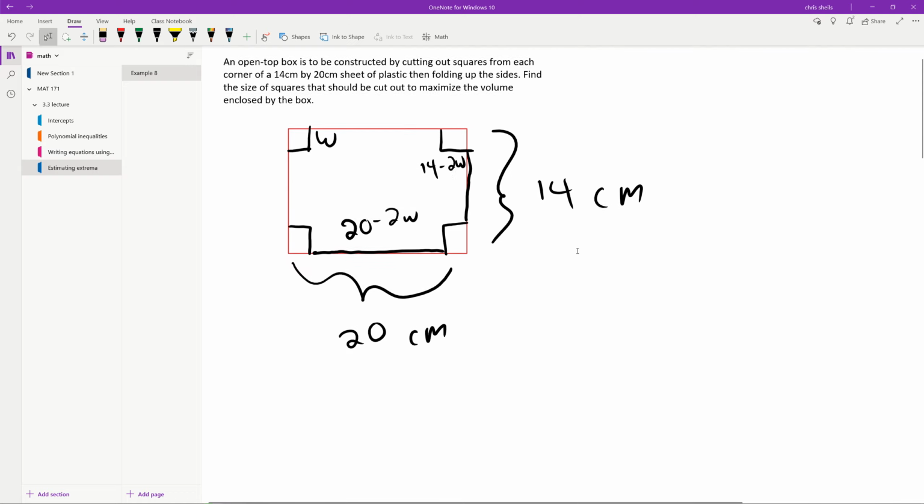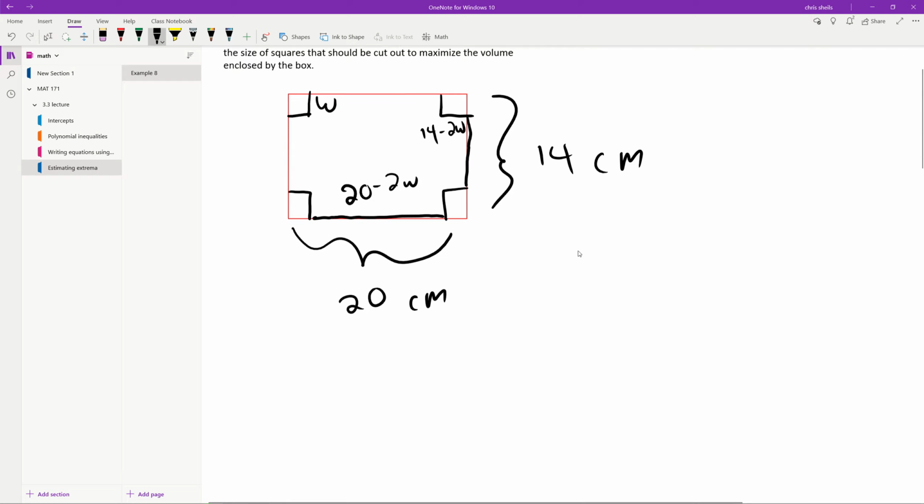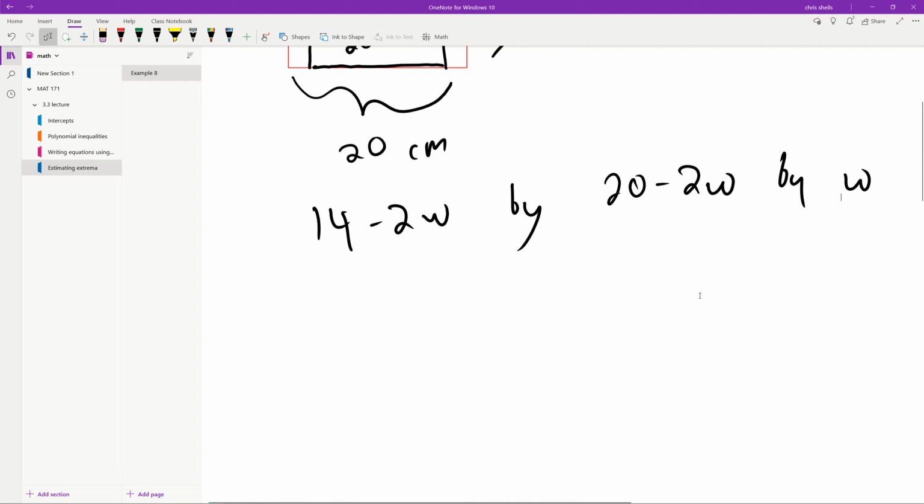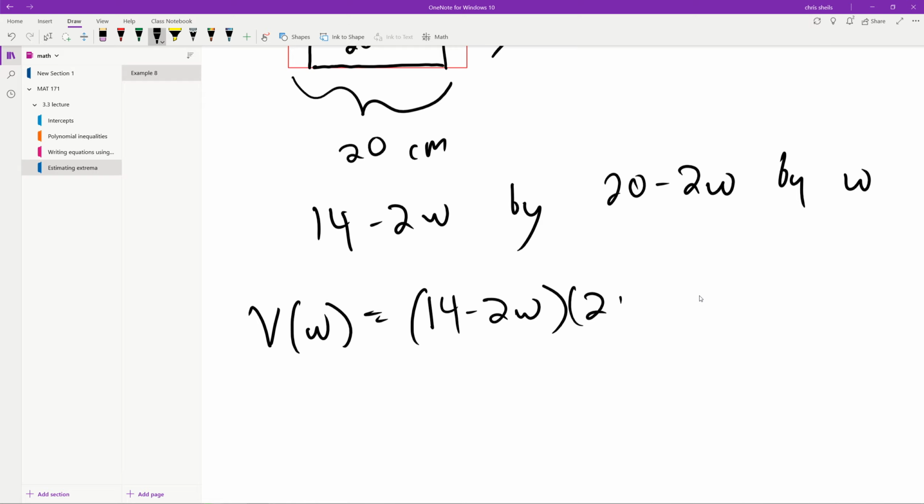Now, if I were to fold these sides up, then I would have a box with dimensions 14 minus 2w by 20 minus 2w by w, because w will be the height of the box. And if I wanted to find the volume of this box, I could write this as V of w is just 14 minus 2w times 20 minus 2w times w.